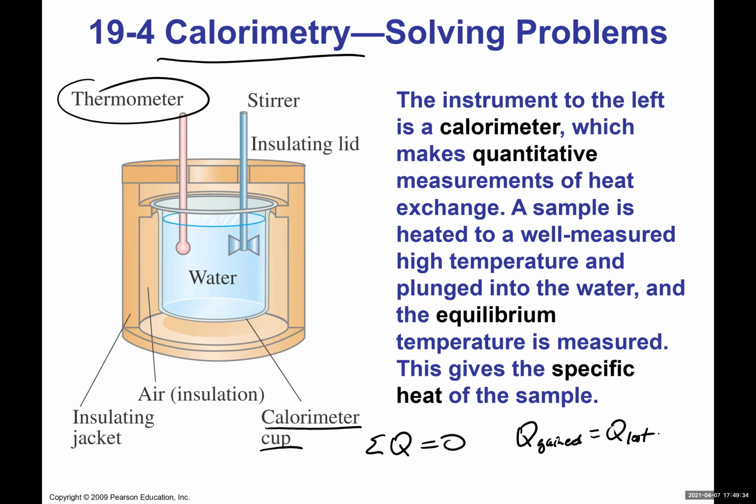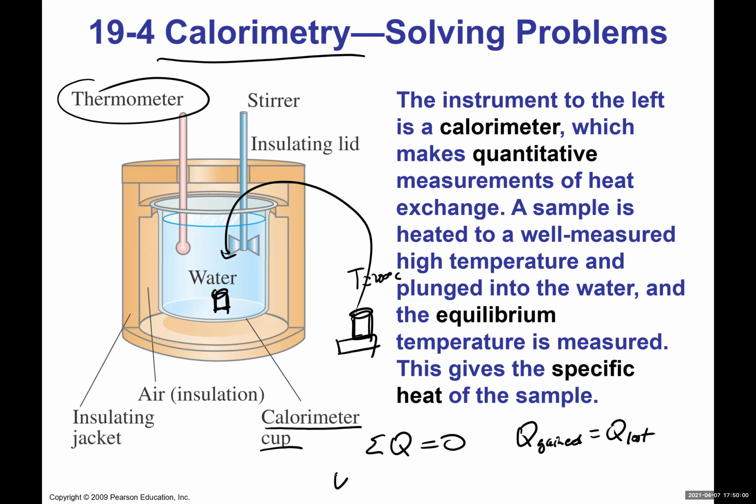I can take an unknown metal here, maybe like a cylindrical metal, and put it on some kind of hot plate, increase its temperature to, let's say, 200 degrees Celsius or something like that, and then take it and put it inside. And I have then this unknown cylinder here. Then what I have here is three things in my system: the cup, water, and this metal.